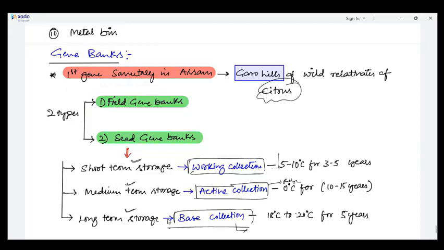So the storage temperature, the years and the duration are very, very important. Just try to remember them. Working collections are generally stored at 5 to 10 degrees Celsius for 3 to 5 years. Next, it is 0 degrees Celsius for 10 to 15 years for the active collection. And for the base collection, it is not 18, it is minus 18 to minus 20 degrees Celsius for 50 years, not 5 years, sorry, 50 years.